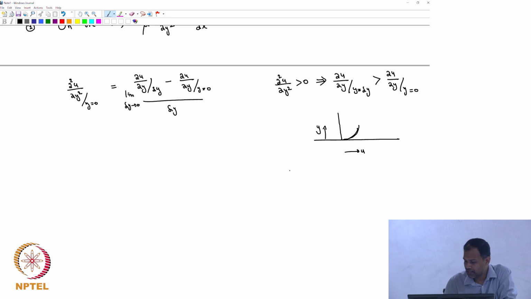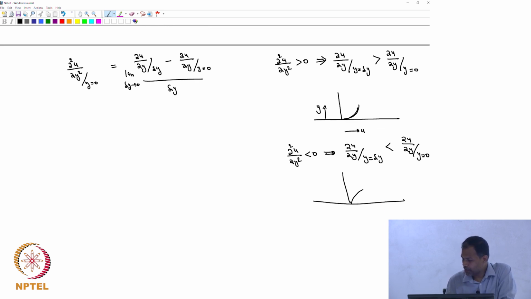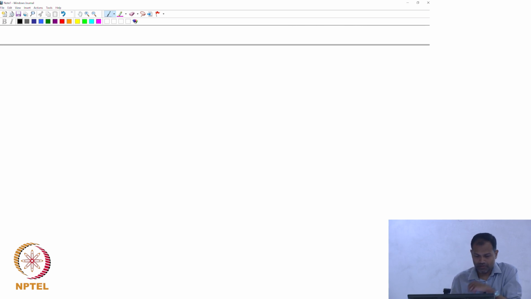So it has to be that, and if ∂²u/∂y² is less than 0, that would imply that ∂u/∂y at y = Δy should be smaller than ∂u/∂y at y = 0, and that would happen if my profile has the opposite curvature. And therefore, we talked about a few different situations. I talked about favorable pressure gradient.